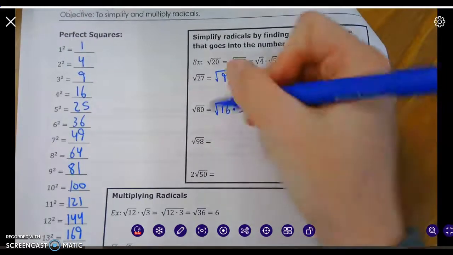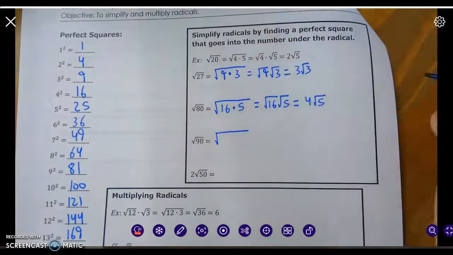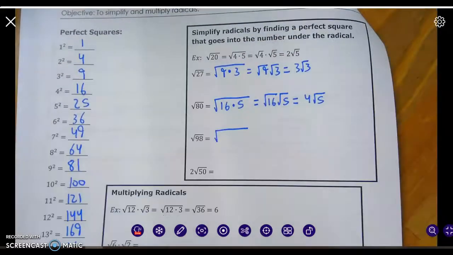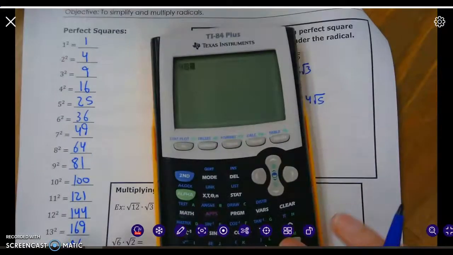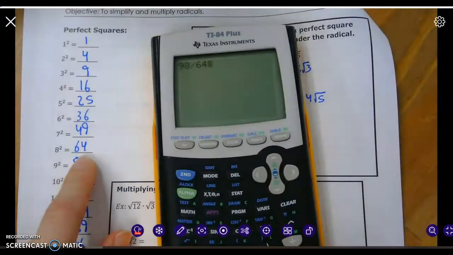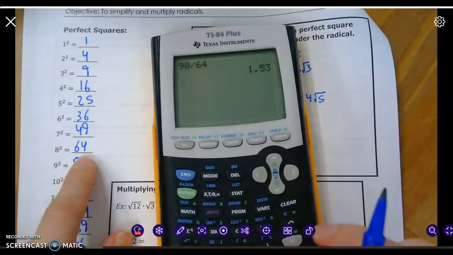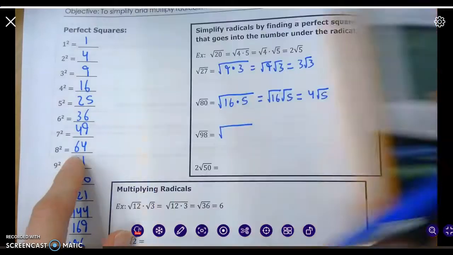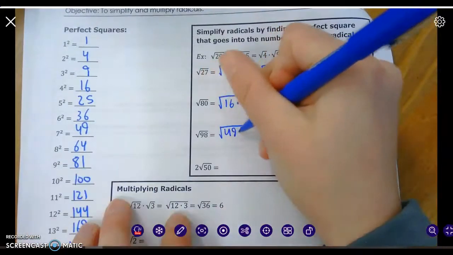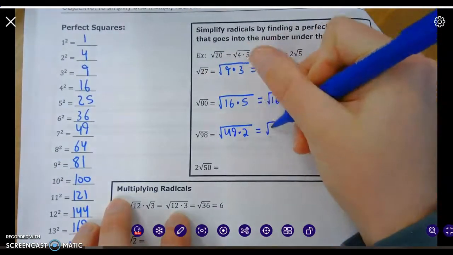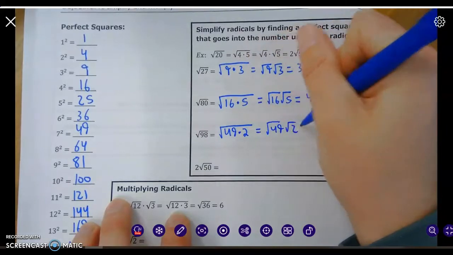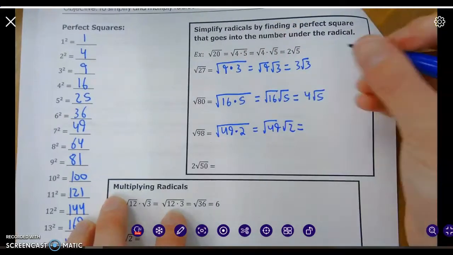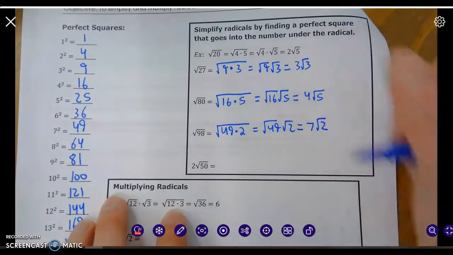Okay, and then we have square root of 98. So if you're not sure, you can use your calculator to guess and check until you get one that works out as a whole number. So we're going to use 49 and 2. So the square root of 49 becomes 7, and square root of 2 stays square root of 2.